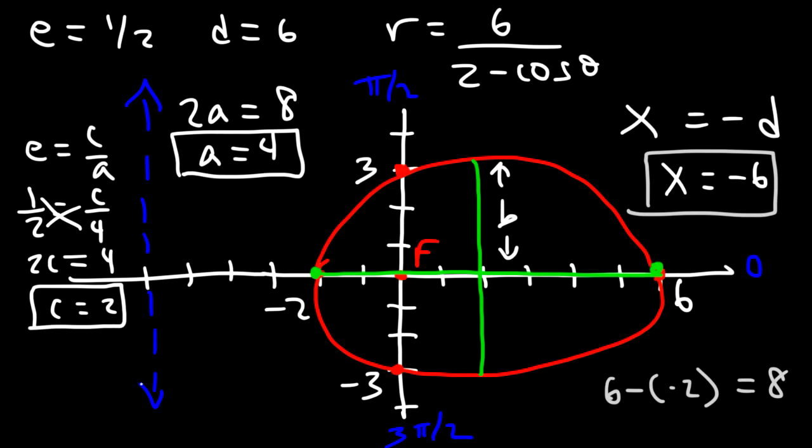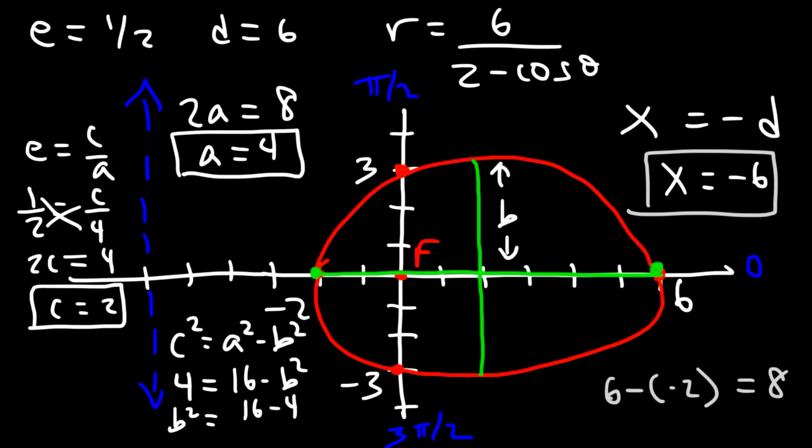Now, for ellipses, c squared is a squared minus b squared. C is 2, so c squared is 4. A is 4, so a squared is 16. And now we need to solve for b squared. So I'm going to move negative b squared to the left side, so it's going to be positive b squared. And I'm going to move the 4 from the left to the right, where it's going to be minus 4. So b squared is 16 minus 4, which means b squared is 12.